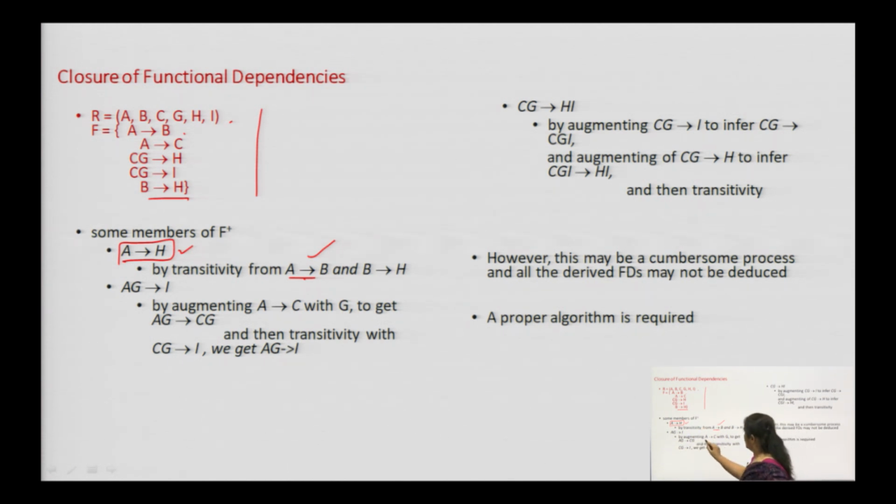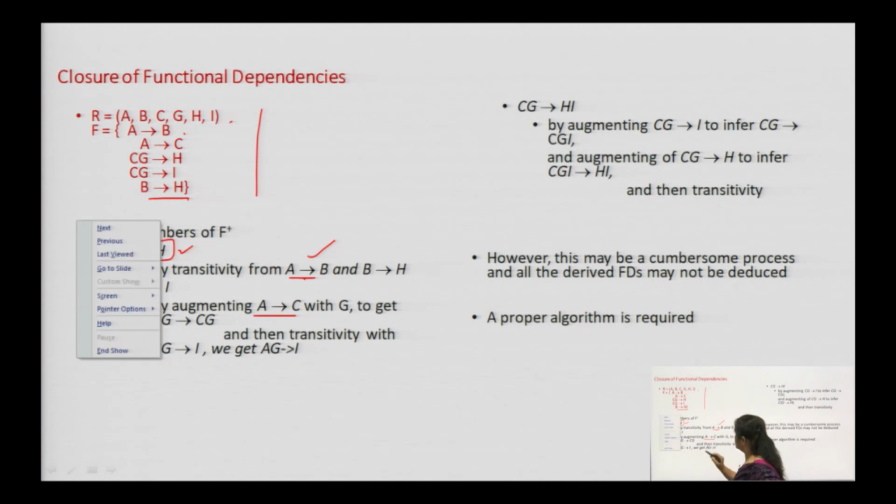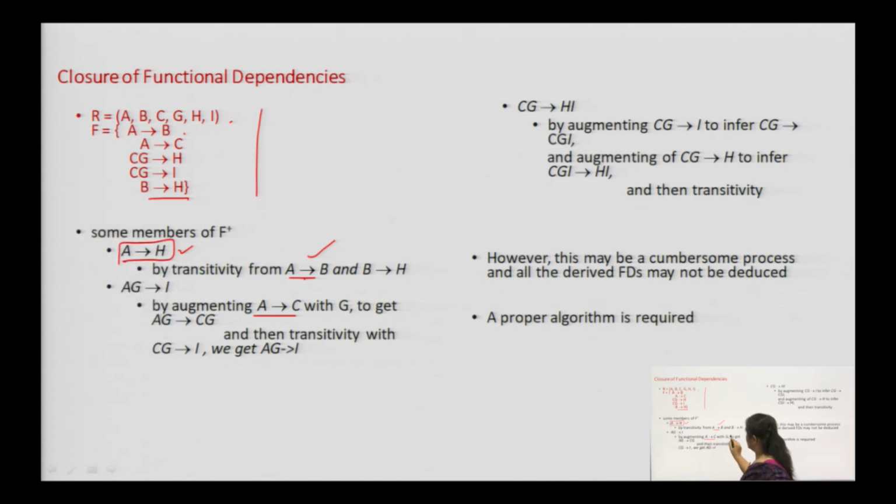Similarly, I have A to C and I have CG to I. So, augment A to C with G, on both sides we can augment. So, I have AG to CG and I have already been given CG to I. So, what do I get? I get AG to I.